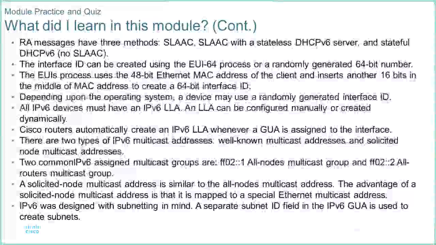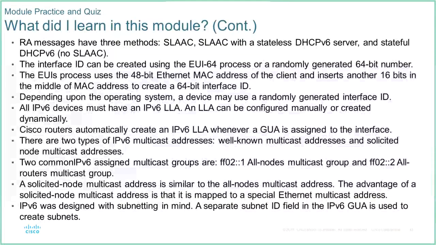We have well-known multicast addresses. The two groups we talked about were FF02:1, which is all nodes, and FF02:2, which is the router multicast group, which the routers use to communicate with each other.